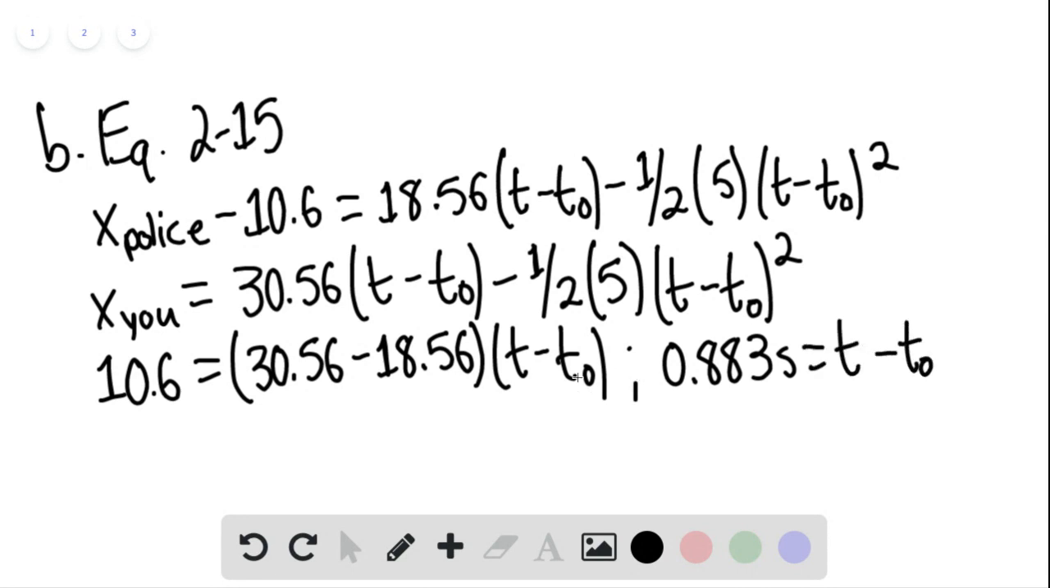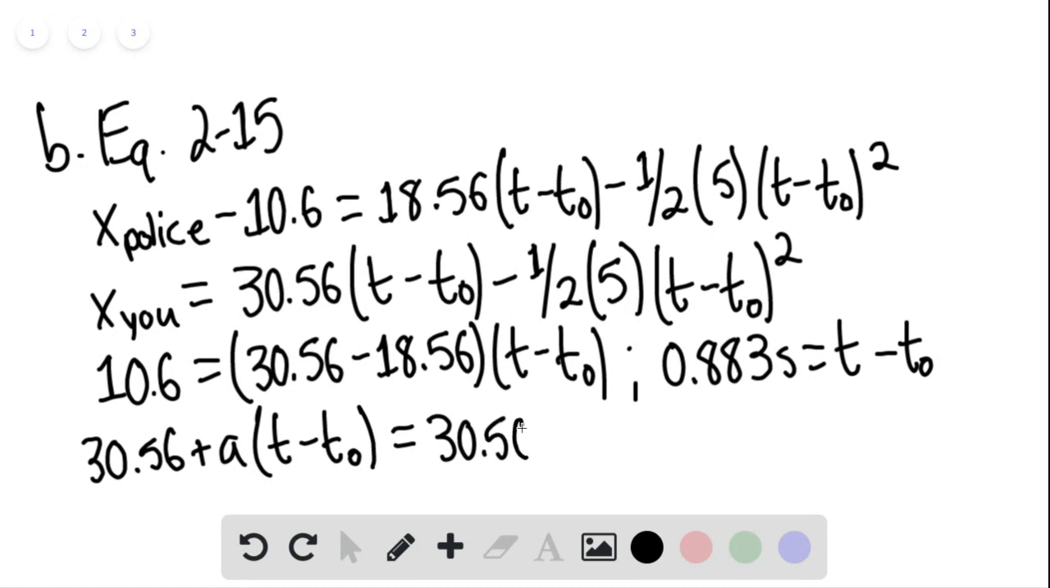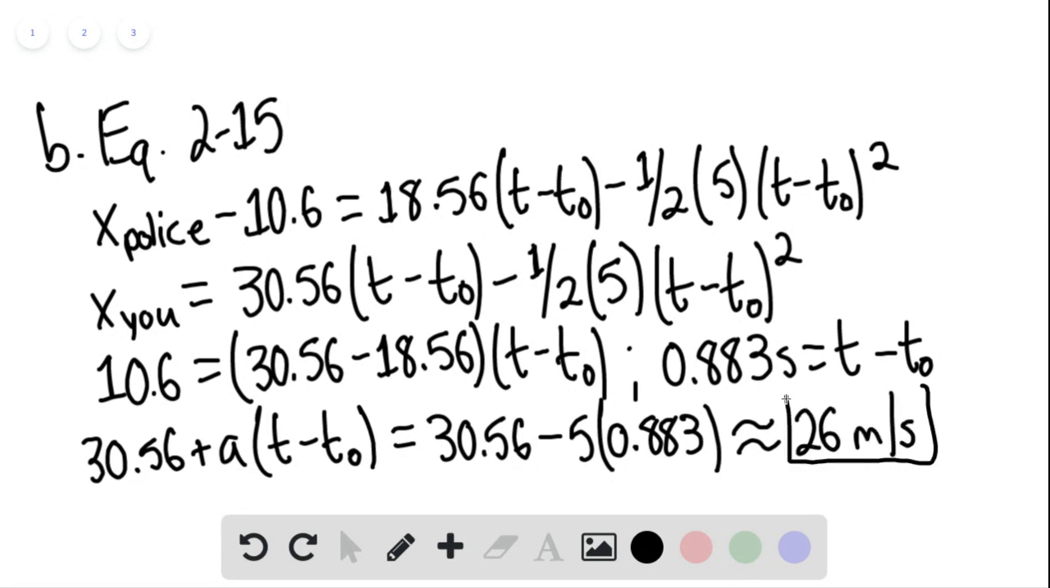So at that time, your speed is going to be 30.56 plus the acceleration times t minus t initial, and this would be equal to 30.56 minus 5 times 0.883 seconds, and this is approximately equaling 26 meters per second. So essentially, you're traveling 26 meters per second to hit the cop car. If you wanted to convert, this is approximately 94 kilometers per hour.